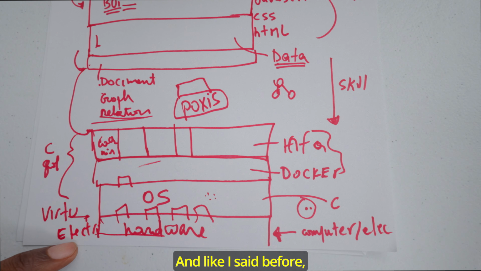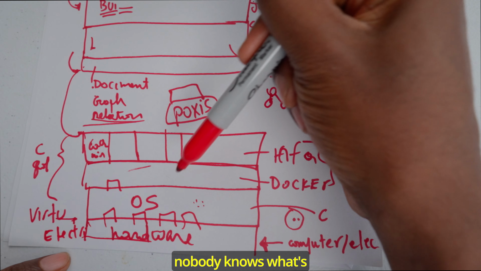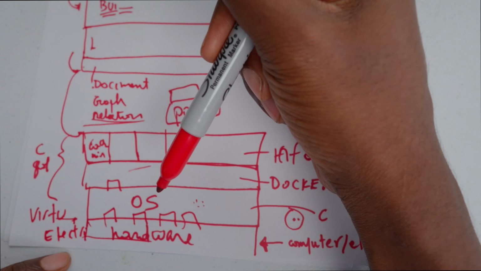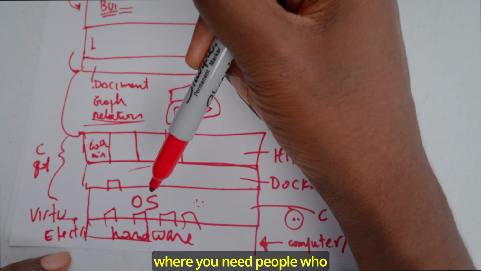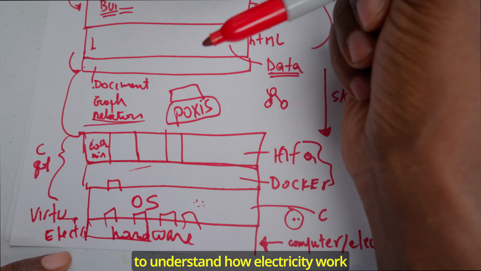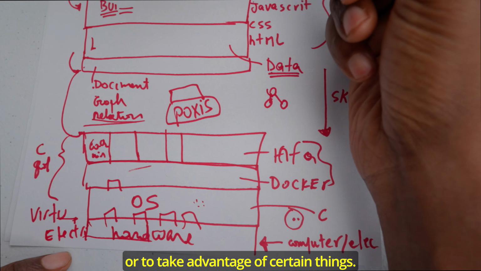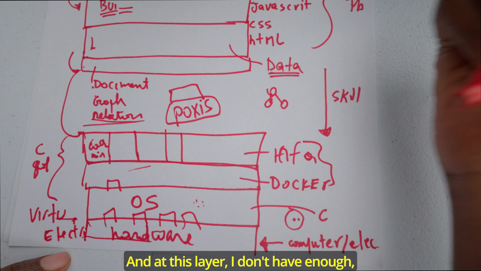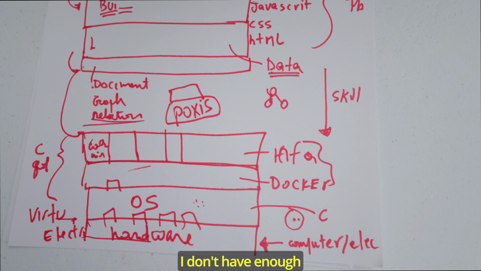And like I said before, nobody knows what's going on in the deep layers. You will get to a point where you need people who understand quantum physics to understand how electricity works or to take advantage of certain things. And at this layer, I don't have enough experience to explain this because I don't know it.